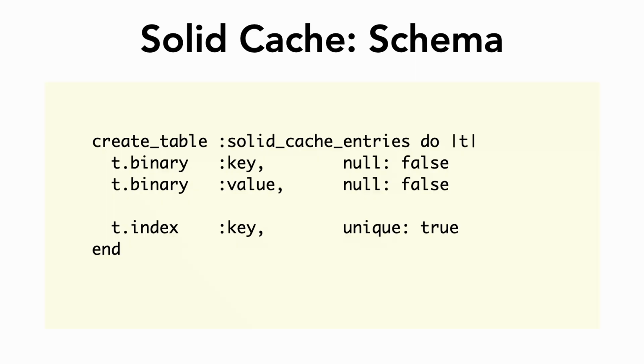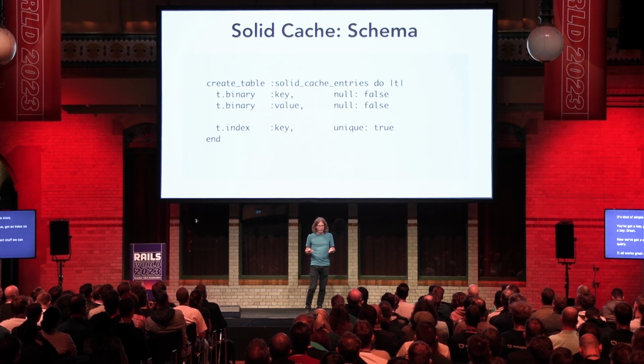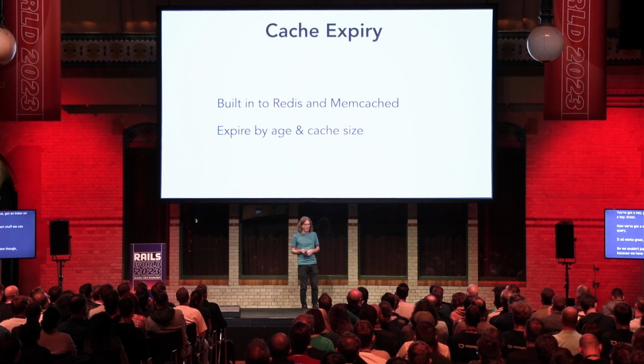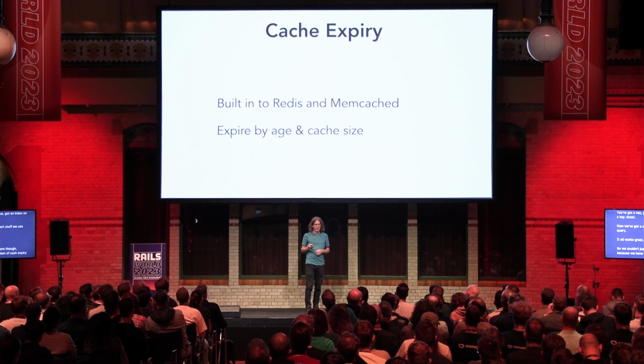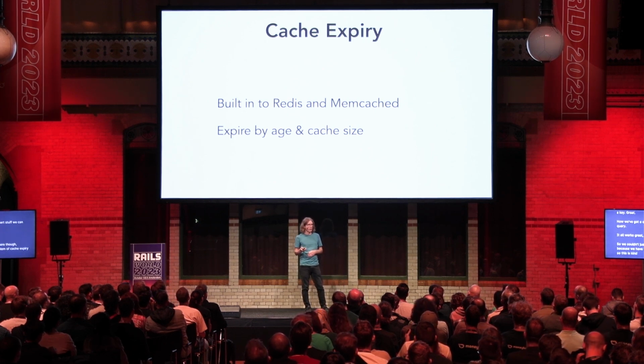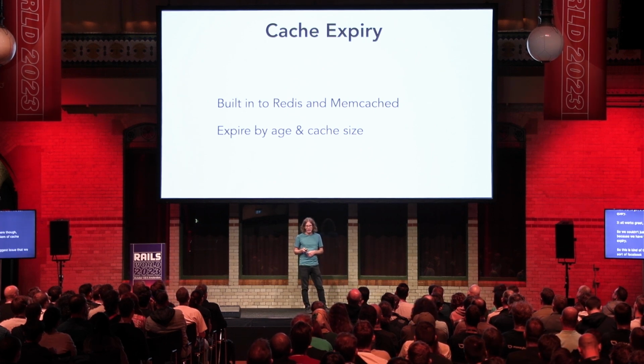Here's the schema. This is not the actual schema, but this is the sort of simple starting point you need. This is all you need to build a cache. It's a simple key value store. We've got a key, we've got a value, we've got an index on the key. Great. Now we've got a cache. We can insert stuff, we can query it. All works great. But we couldn't just stop there, because we have this problem of cache expiry. This is the biggest issue that we faced when trying to implement this.